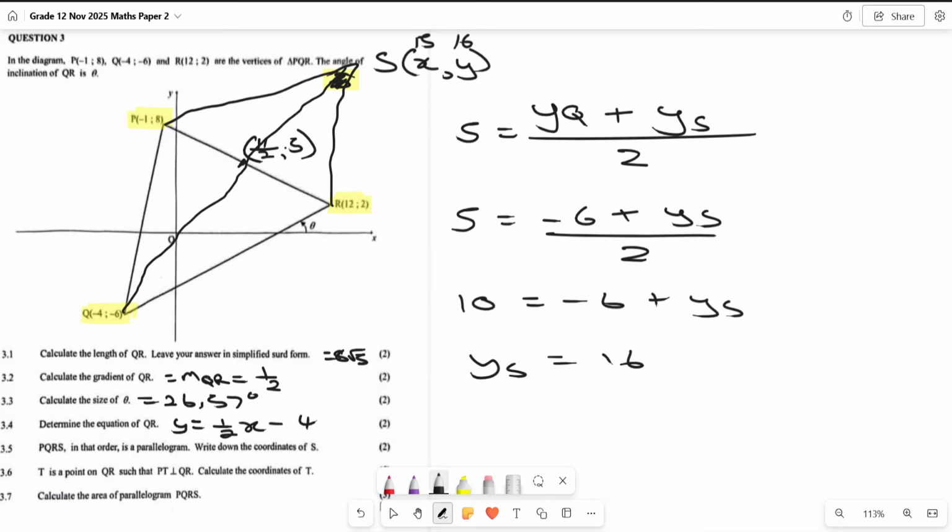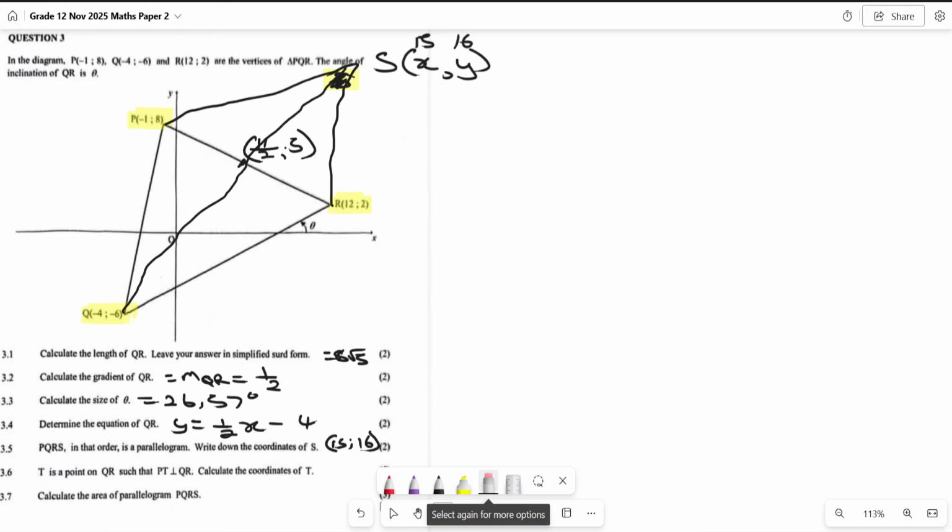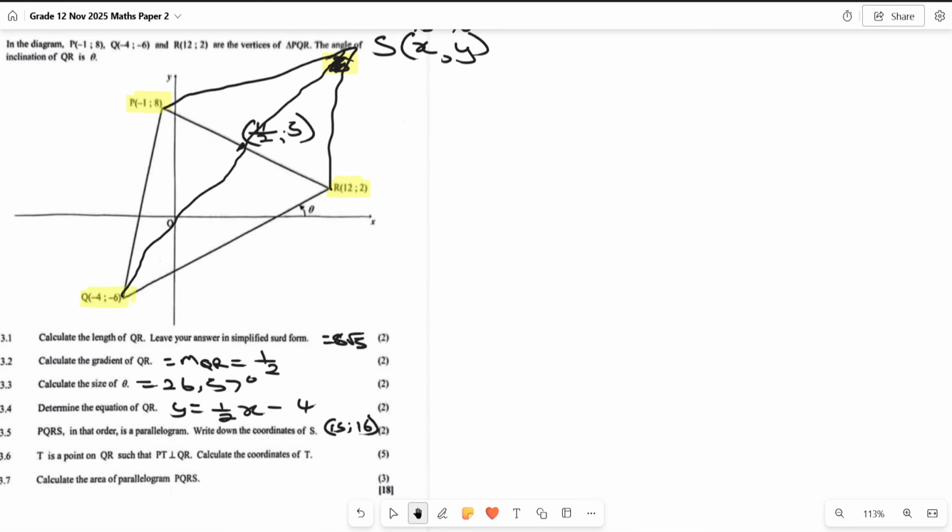So that means you have 15 and 16. That is going to be your point for the coordinates of S. Basically it's going to be 15 and 16, like that, and we leave it. Moving on. I think this question was very easy. I haven't seen the last of it, but it's looking friendly.